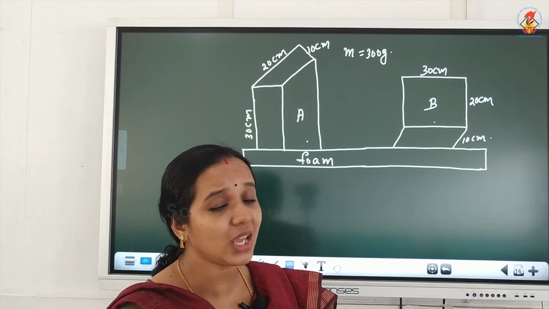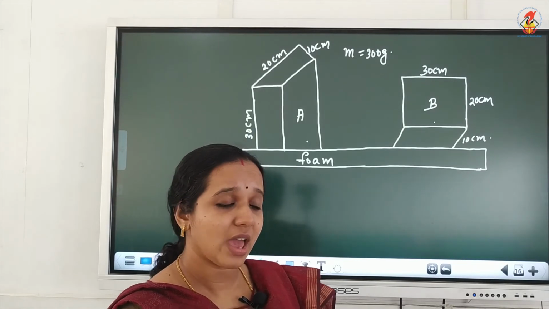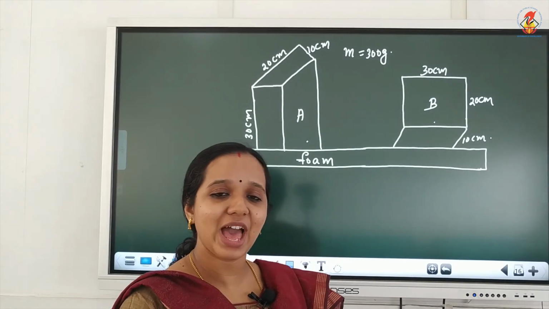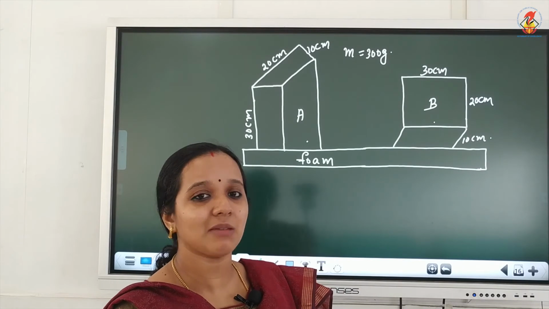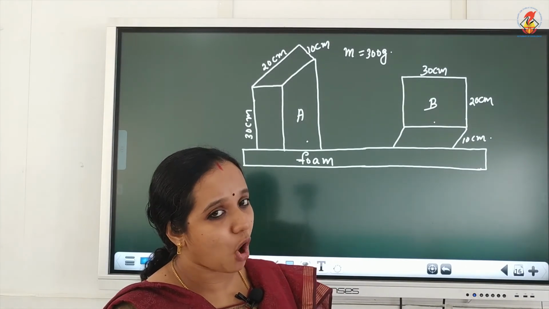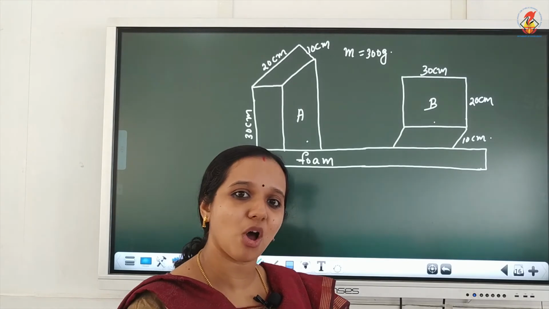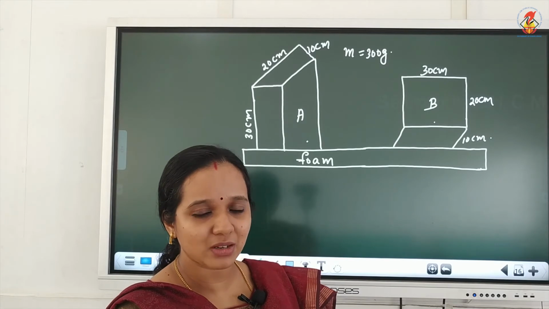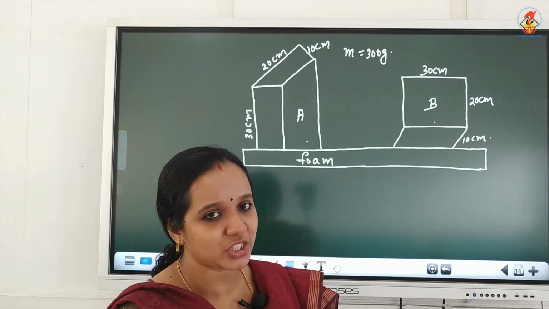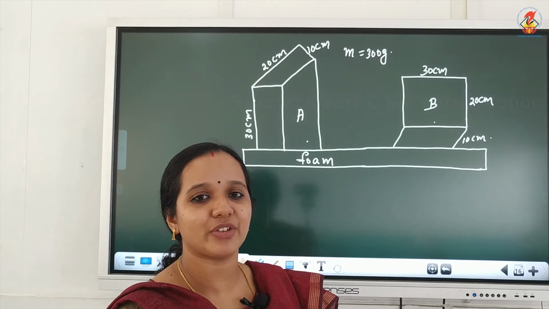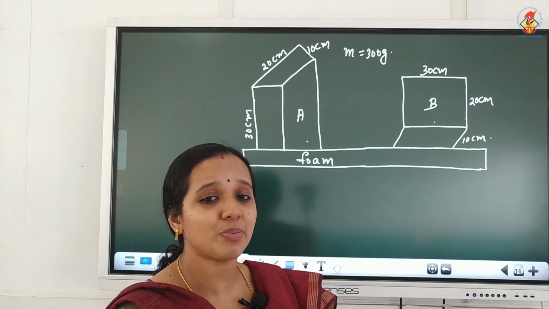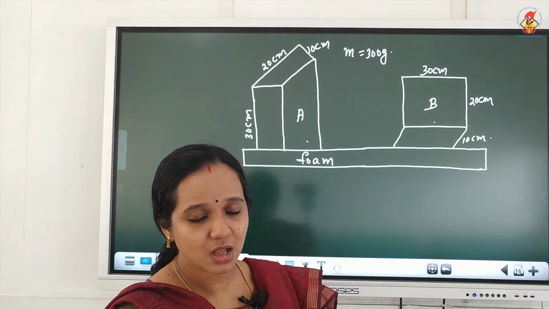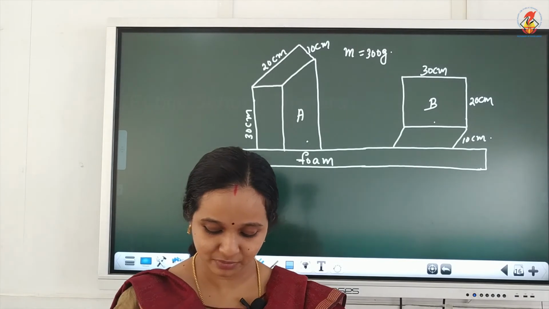It is because of the difference in pressure exerted by block A and block B. Even though both have the same dimensions and the same mass, block A is placed vertically and block B is placed horizontally. So, due to the change in positions, there will be a difference in pressure, and this pressure difference will create a difference in compression. Now, let us see in detail.